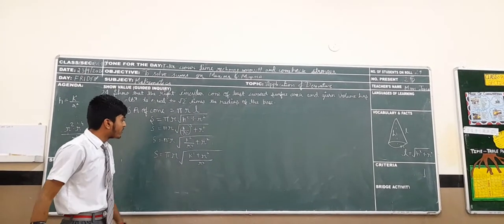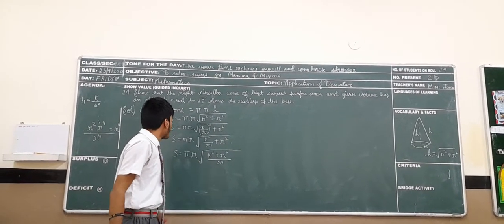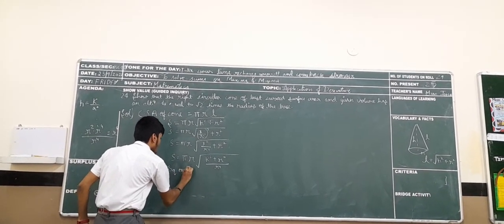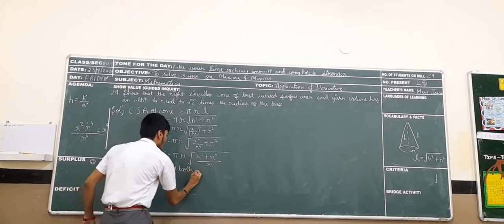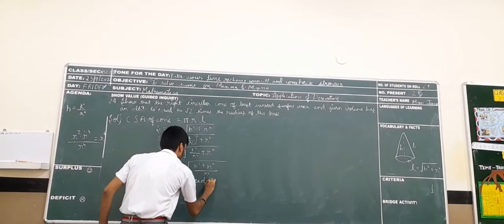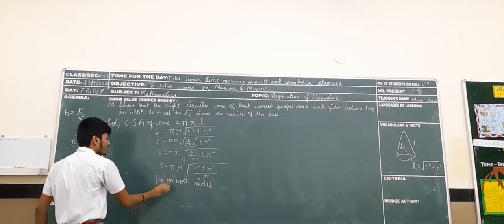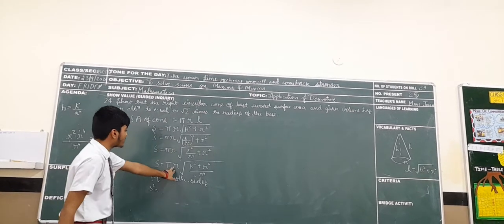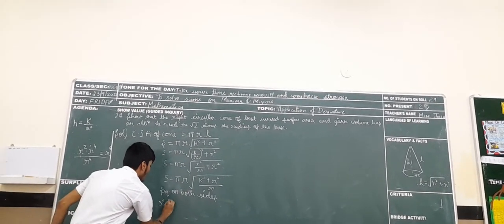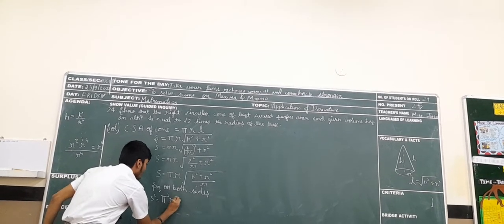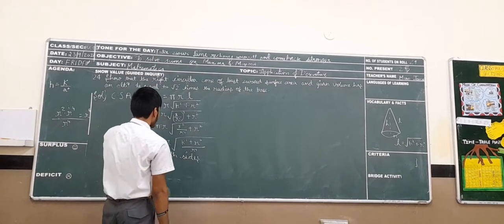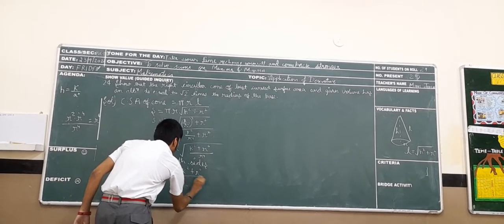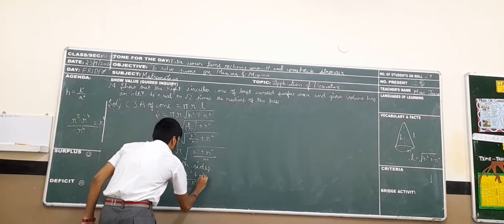Now here we have to cancel this root. So we will do squaring on both sides. After squaring on both sides, it will be s square is equal to pi square into r square, and the root will get cancelled, so it will be k square plus r to the power of 6 by r4 in the bracket.